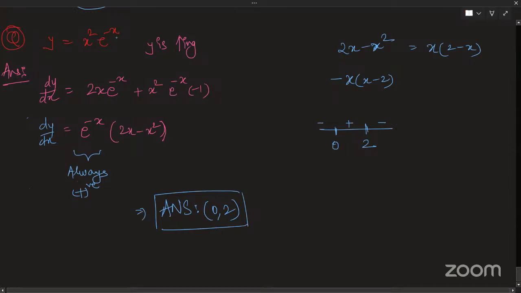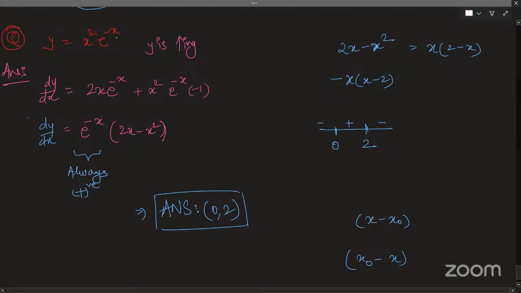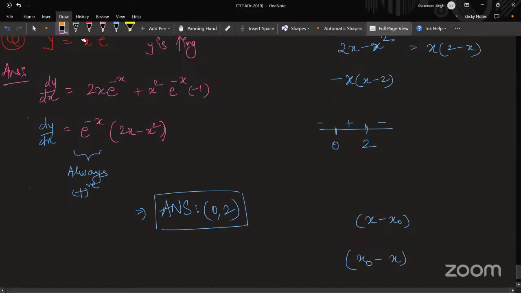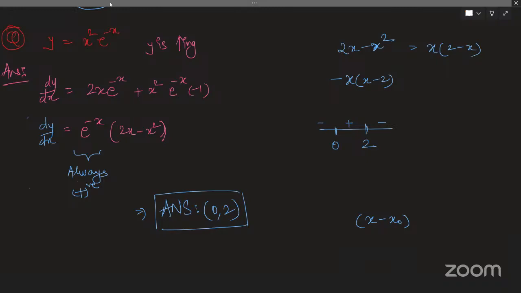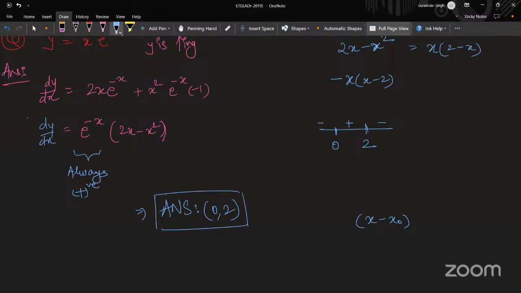See, in order to apply the wavy-curvy method, all your brackets should be of this form. Brackets like x naught minus x or 3 minus x, 4 minus x won't work. Your bracket needs to be in this form, x minus x naught. Fine, so that is it for today.